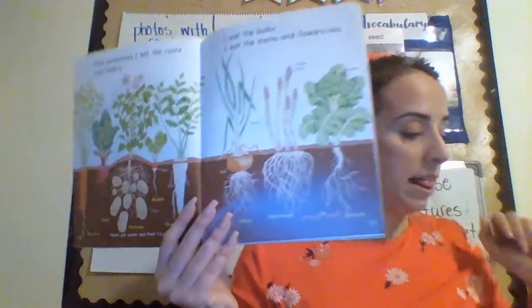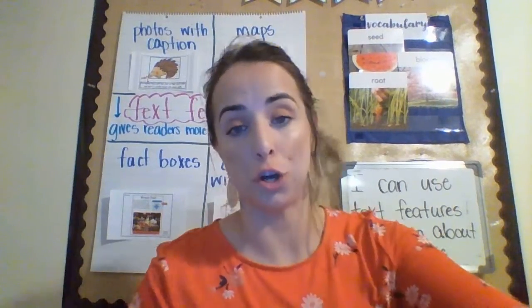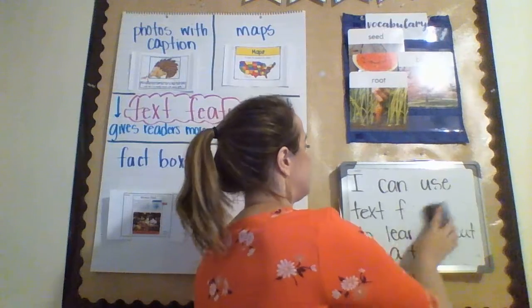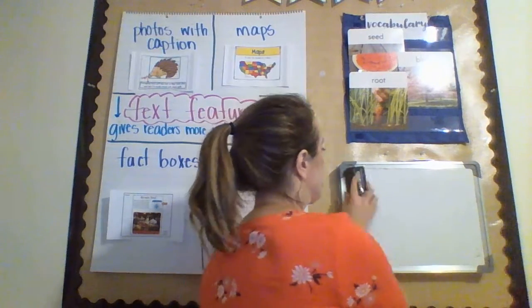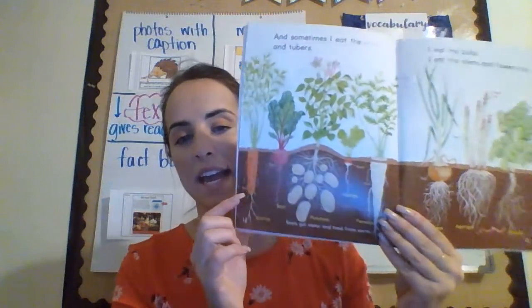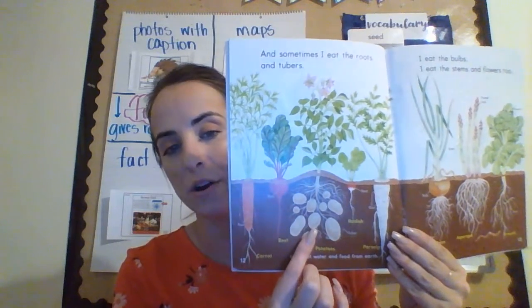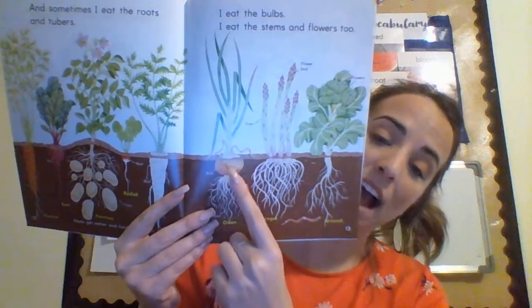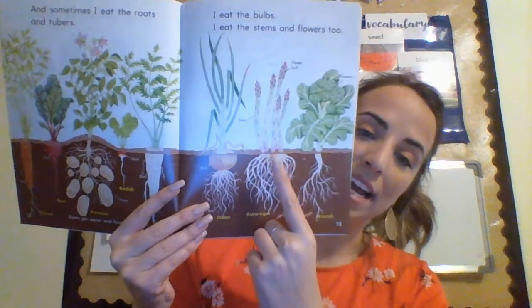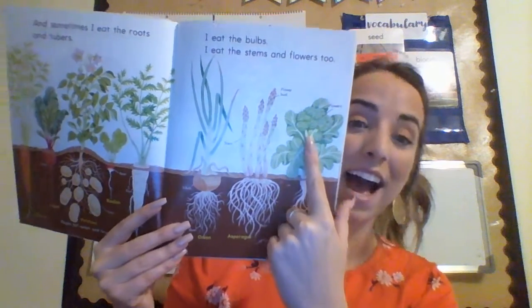Okay, so let's think about a sentence. Go ahead and open up your journals and you're going to write this sentence starter. You're going to give me one of the foods that we talked about. So when I eat carrots, I eat the root. When I eat potatoes, I eat the root. When I eat onions, I eat the bulb. When I eat asparagus, I eat the stem. Or when I eat broccoli, I eat the flower.